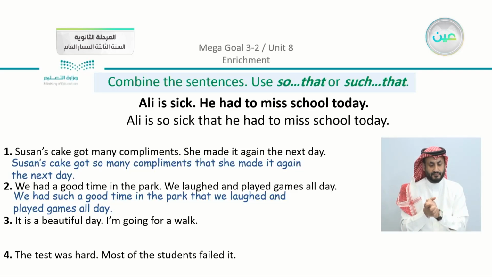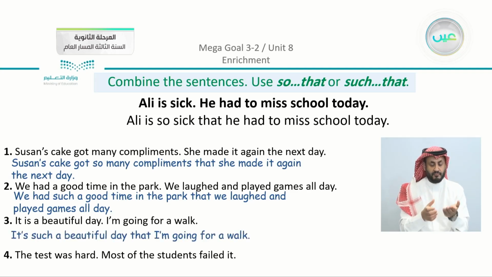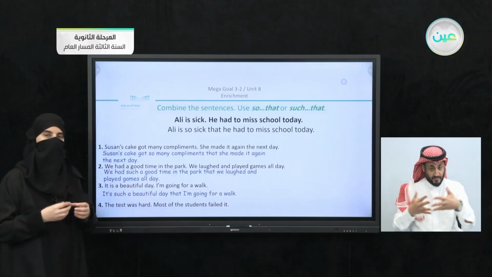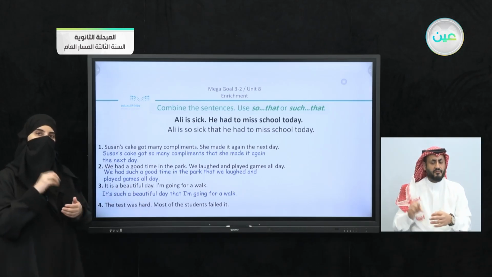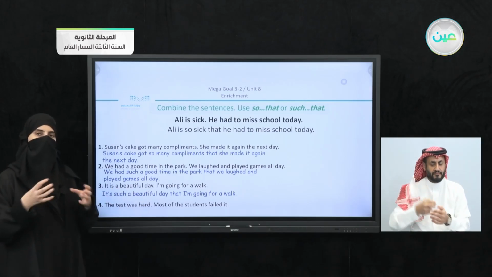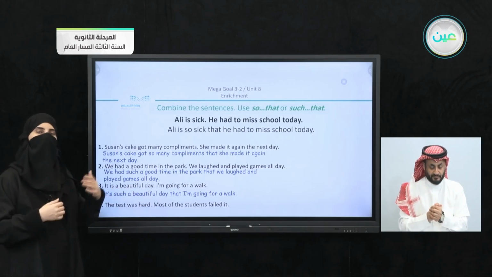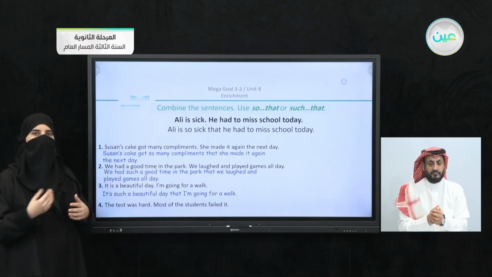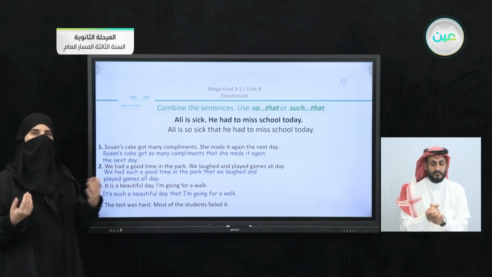It is a beautiful day. I'm going for a walk. So we have here, it's such a beautiful day that I'm going for a walk. Now here we know that we combined, or we joined the two sentences by putting that between them. It is like the attachment. And of course we have here the words are connected to the noun or the adjective that is applied before, either so or such.